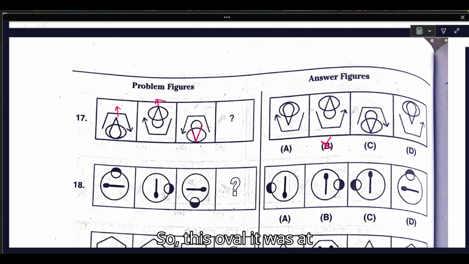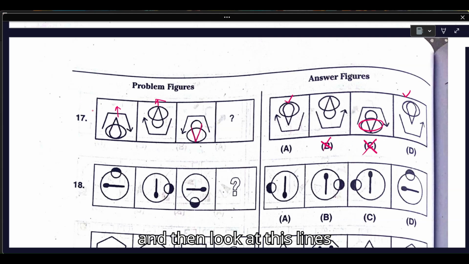So this oval, it was at down. It went to up, right? So this is also at down, so it will become up again. So here the oval is up. Here also the oval is up. And here the oval is down, so we will be eliminating C.